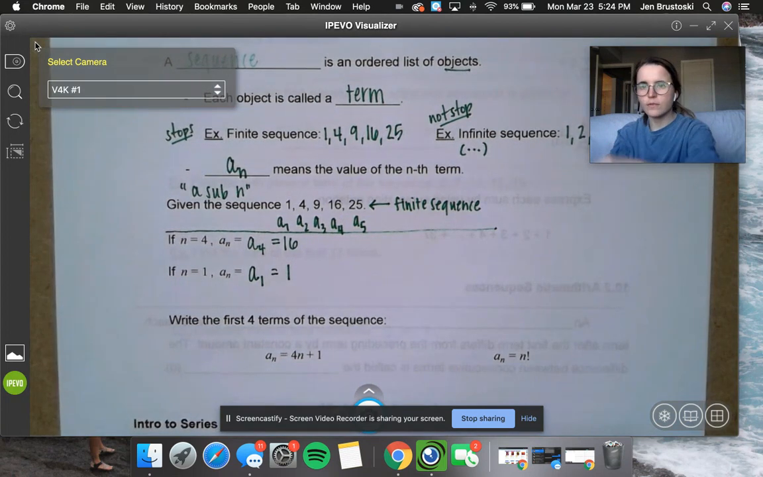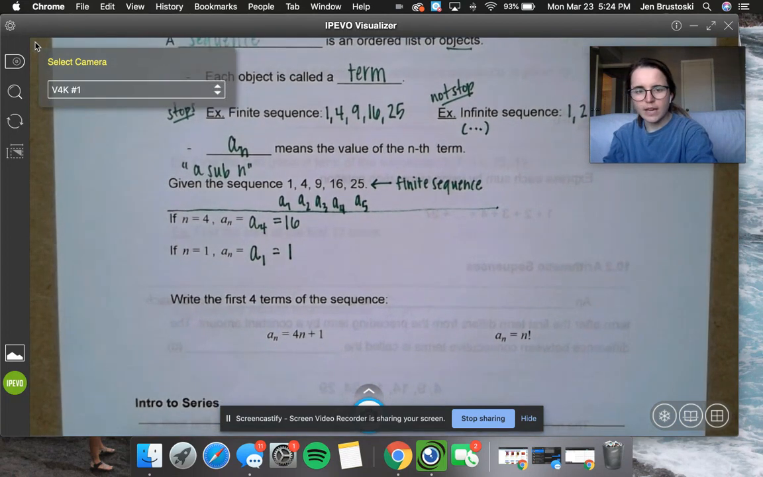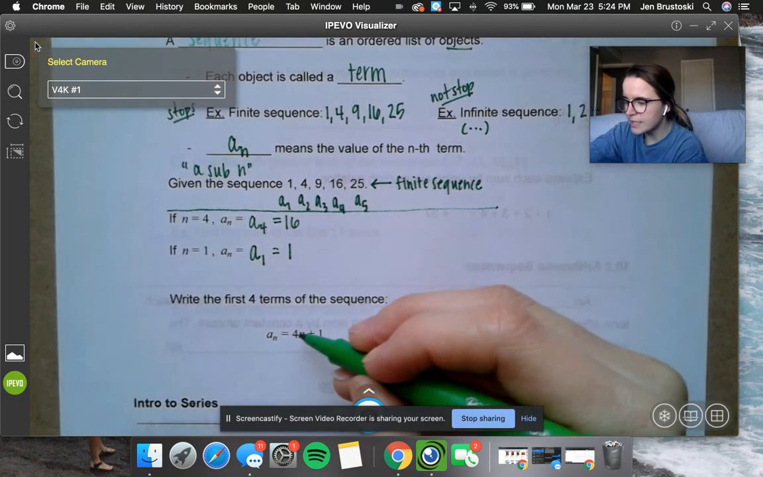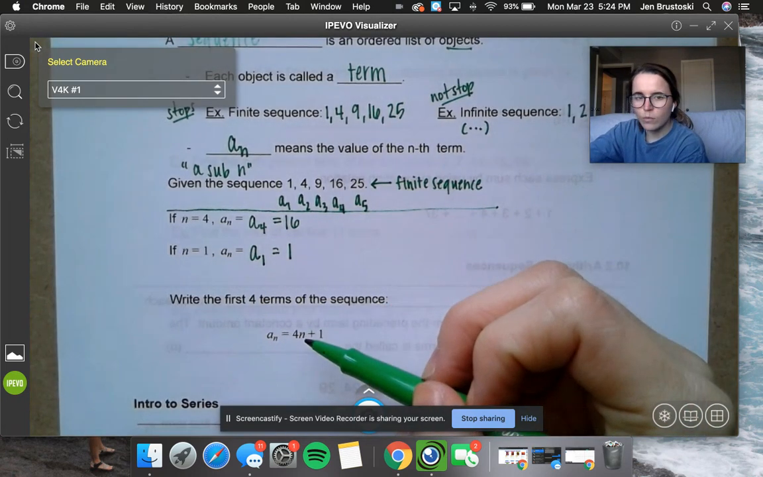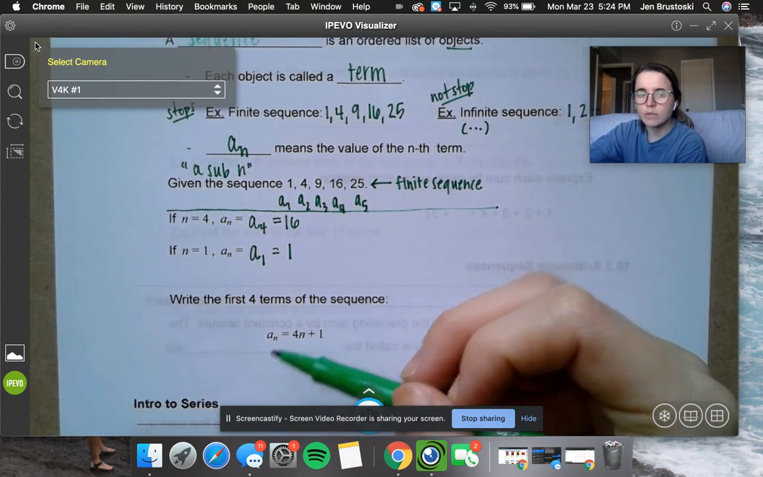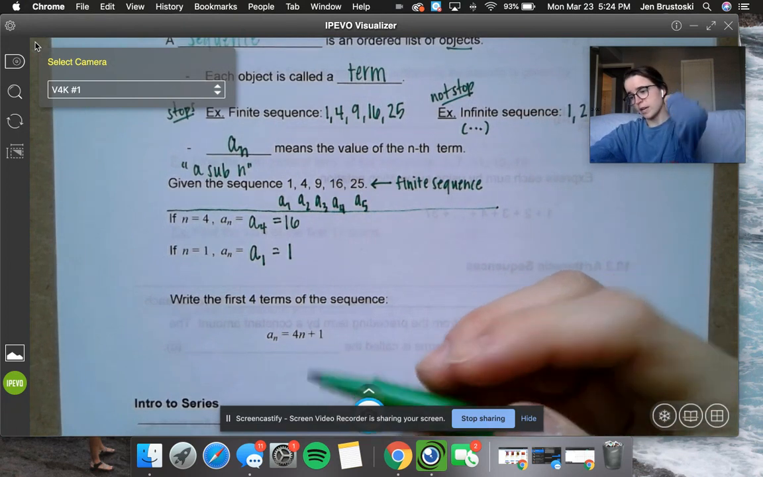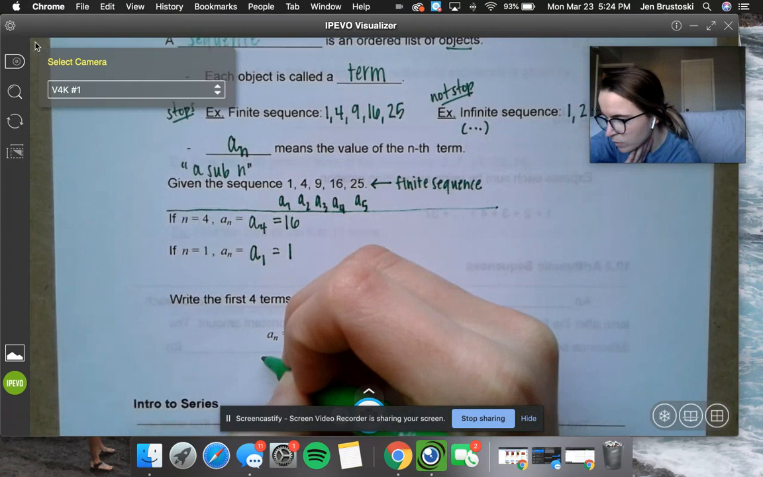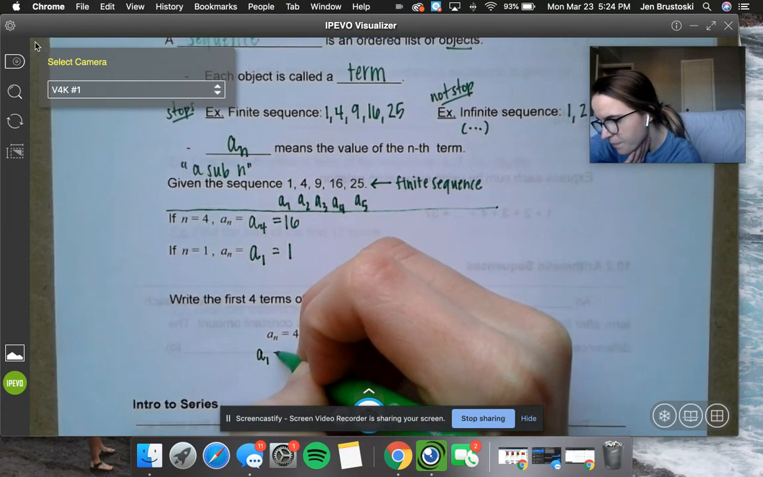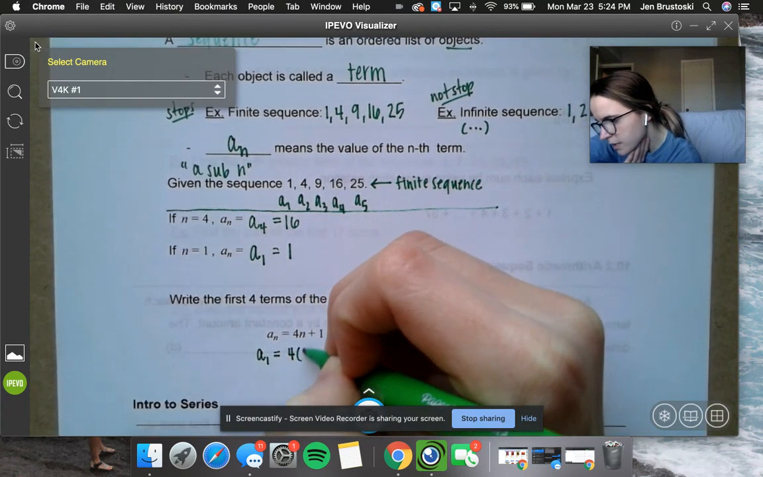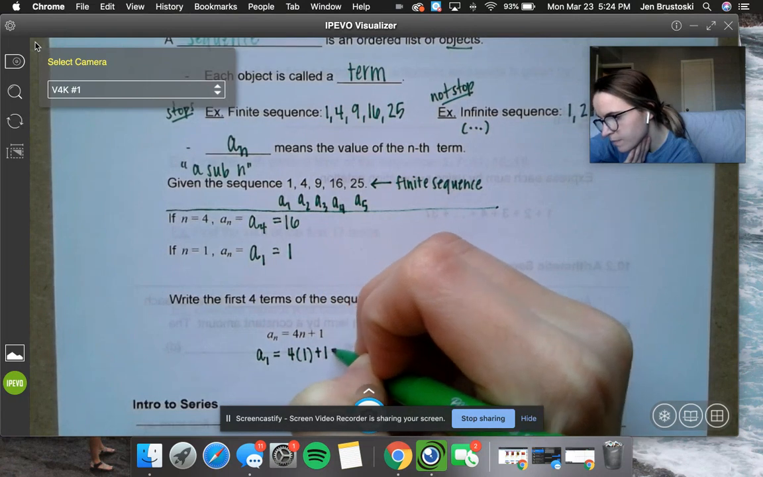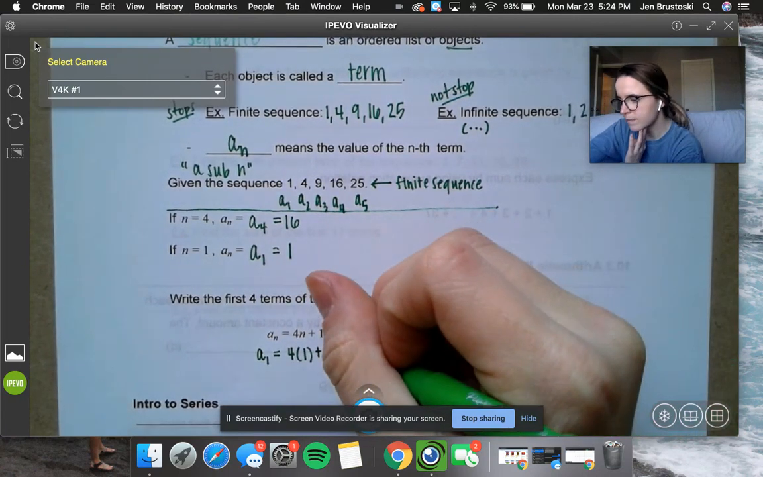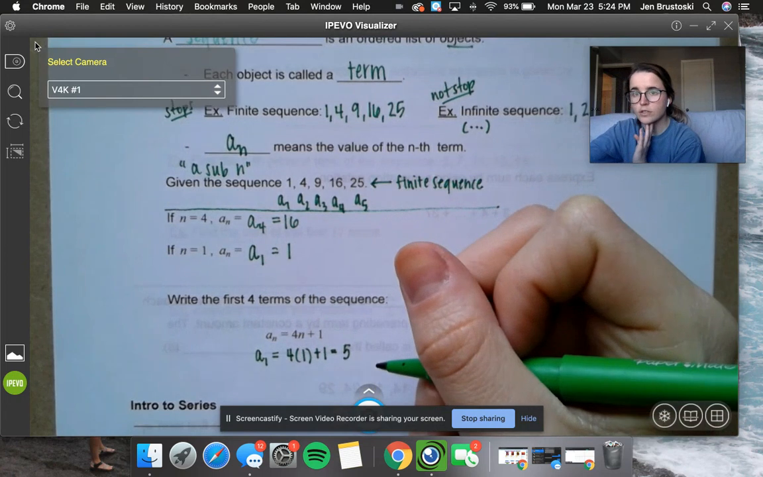Now we're going to write the first 4 terms of the sequence. So I have a sub n equals 4n plus 1. And just to write out the first 4 terms, it's telling us that we're going to take the term, whatever it is, multiply it by 4 and add 1, and that will give us our answer. So if we have n equals 1, we have a sub 1. That's going to be 4 times 1 plus 1, which is 5. So 5 is our first term in the sequence.